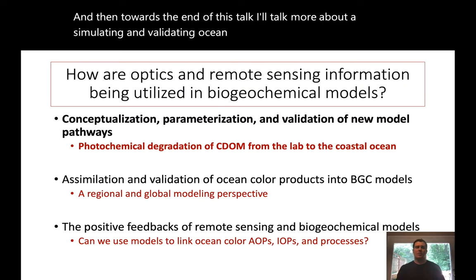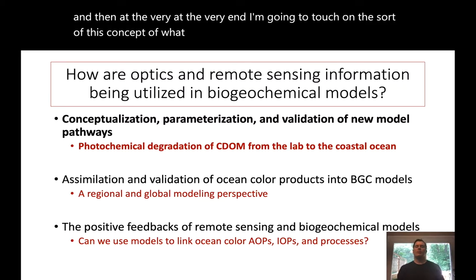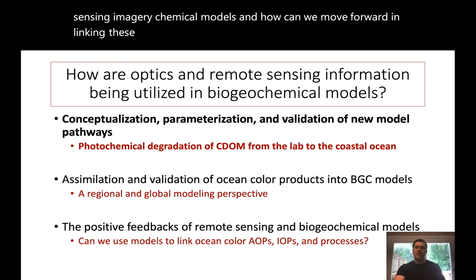And then towards the end of the talk, I'll talk more about assimilating and validating ocean color into biogeochemical models. And then at the very end, I'm going to touch on this concept of, well, what are the positive feedbacks between remote sensing and biogeochemical models? And how can we move forward in linking these two very useful tools?